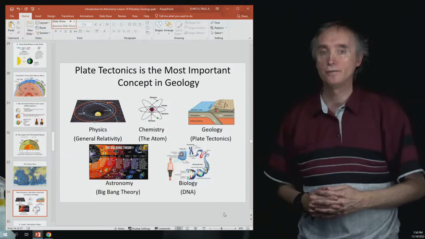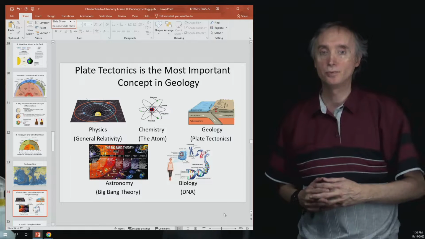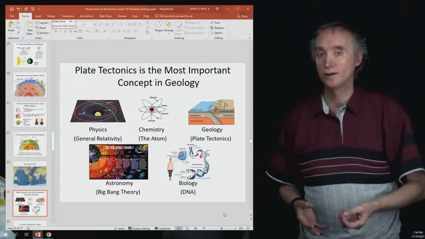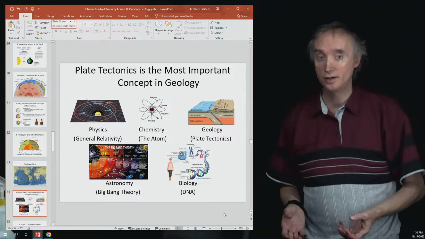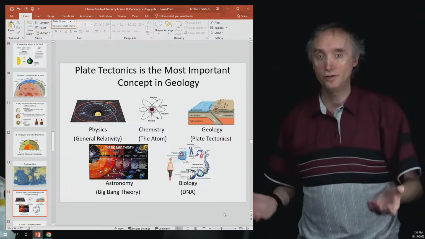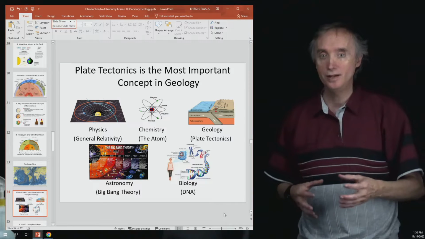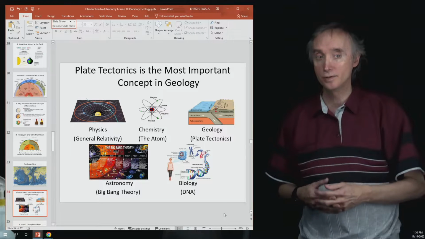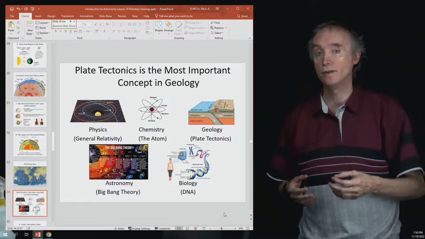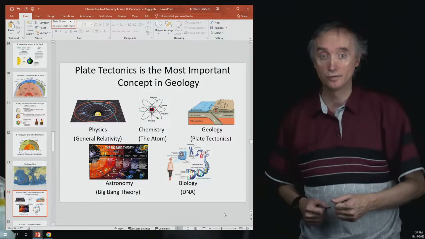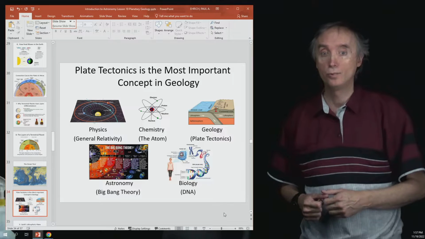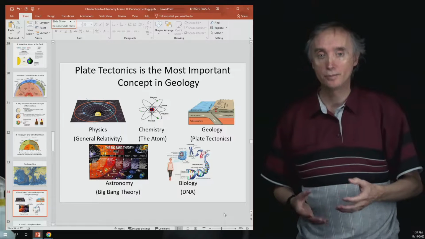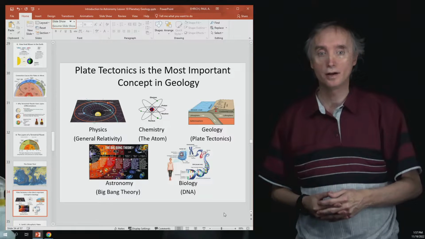If you were talking about physics, what's the most important thing in physics? Well, probably quantum mechanics, general relativity, electromagnetic field theory. So those are the key concepts in physics. Okay, when you talk about chemistry, it was the discovery of the atom and the periodic table of elements. When you talk about astronomy, it's probably the Big Bang Theory. So where did everything come from?